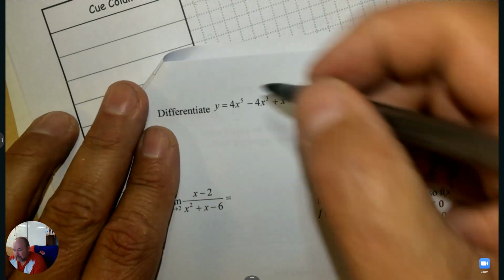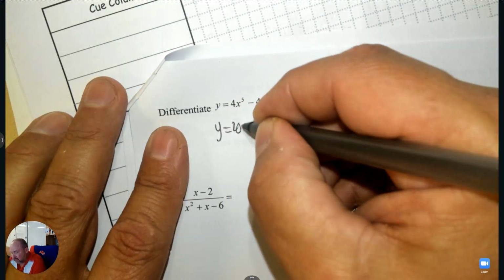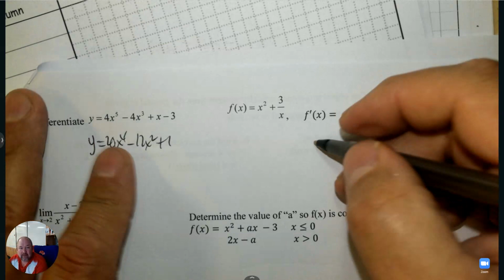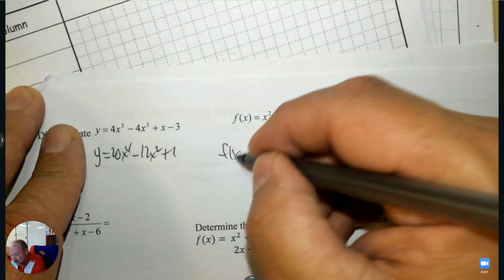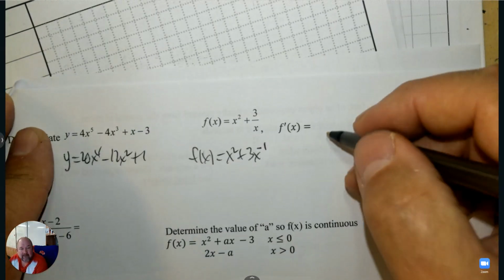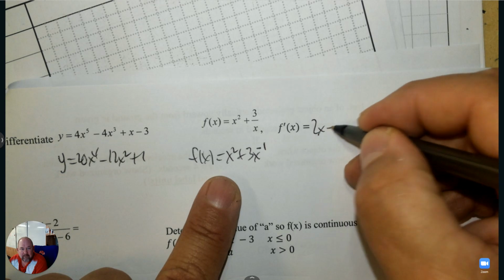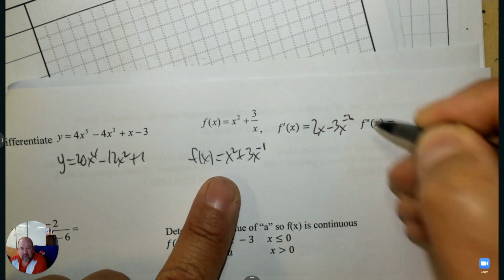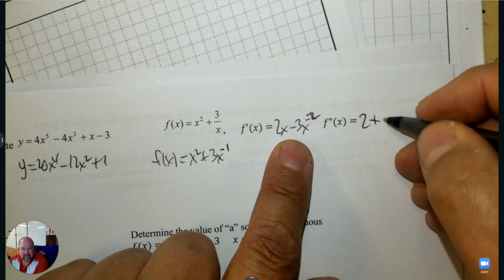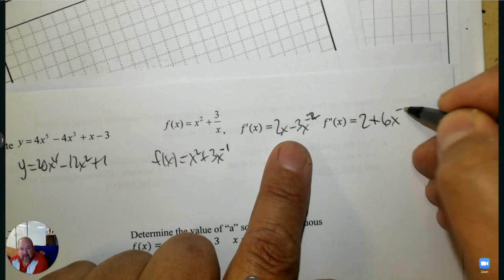Differentiate, fancy word, take the derivative. So the derivative here is 20x to the 4th minus 12x squared plus 1. Take the derivative again. I need it to be calculus friendly. So f at x is x squared plus 3x to the -1. So the derivative here is 2x minus 3x to the -2. And then that's 2 plus 6x to the -3.